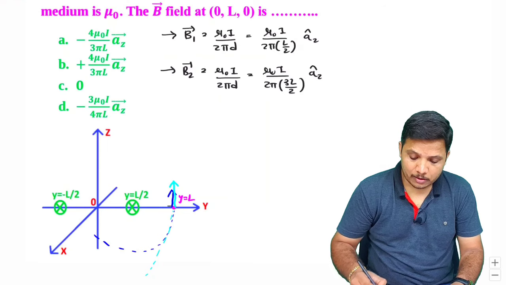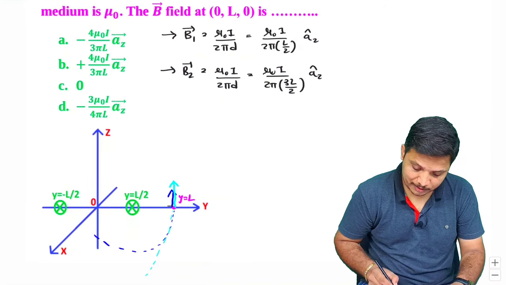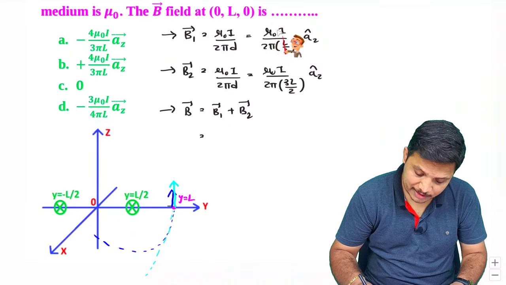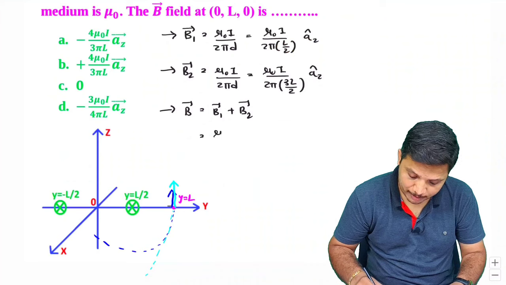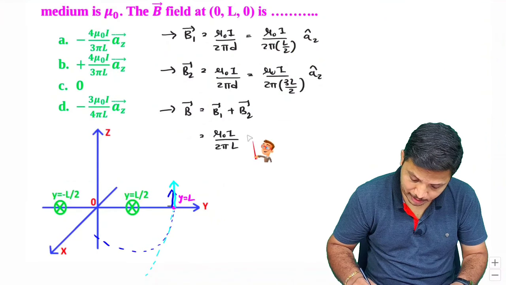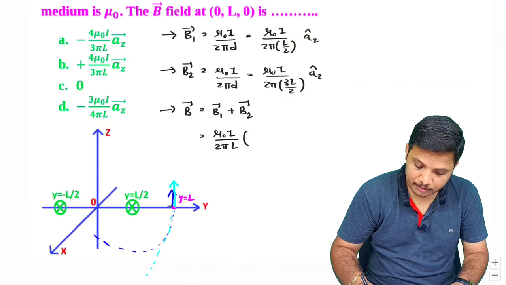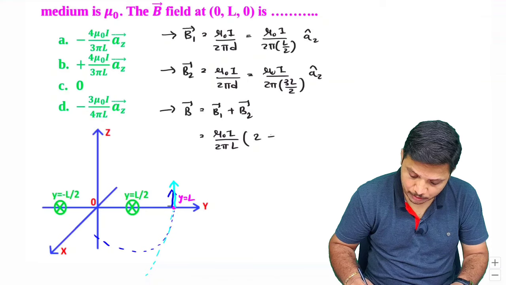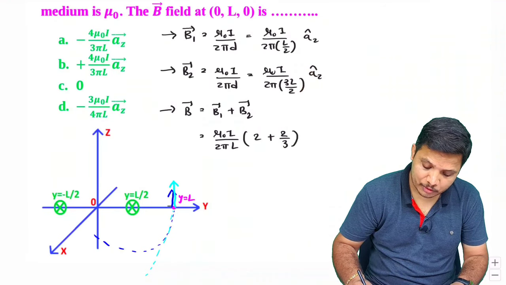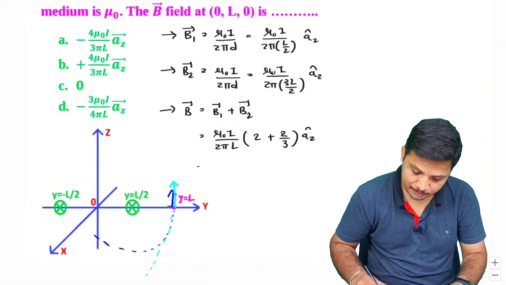Now, the total magnetic field because of these two wires will be the addition of both. So we just need to take mu 0 I by 2 pi common, and L also common. So this has to be 1 by 2 plus 2 by 3, right? This 2 will go in the numerator, and it is in the AZ direction.